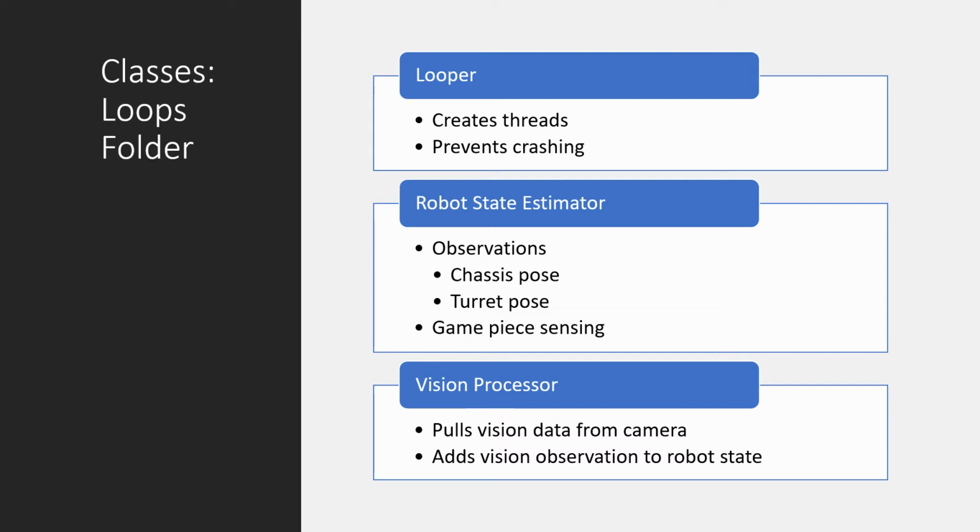Then we have the vision processor class, and this is what pulls vision data from the camera. It has a bunch of different commands for converting from Limelight information into coordinates of the object.